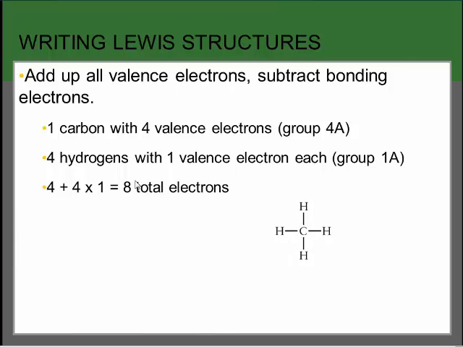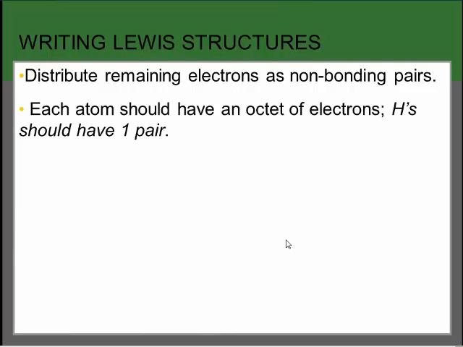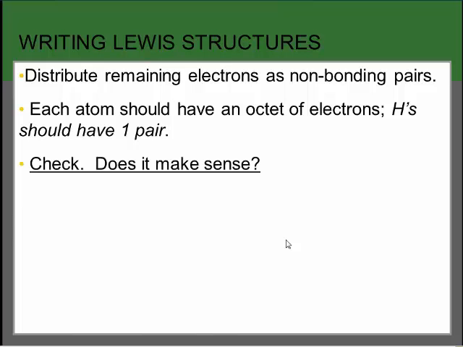Sometimes we have more electrons than we have showing initially in the bonds, and so then we would go to distribute the remaining electrons as non-bonding pairs. And then the last thing we want to do is to ensure that each atom has an octet. Most atoms want to have 8 electrons. Hydrogens, of course, only want 1 pair. So we want to check that.